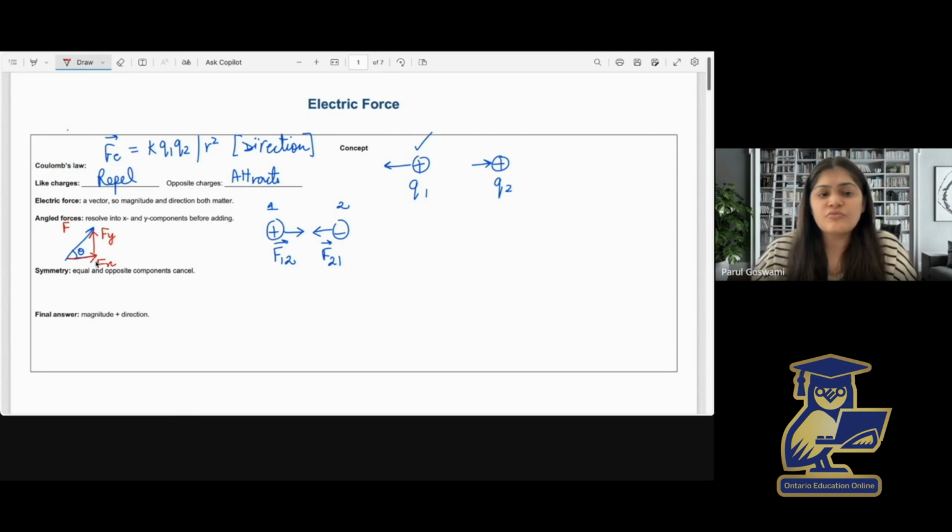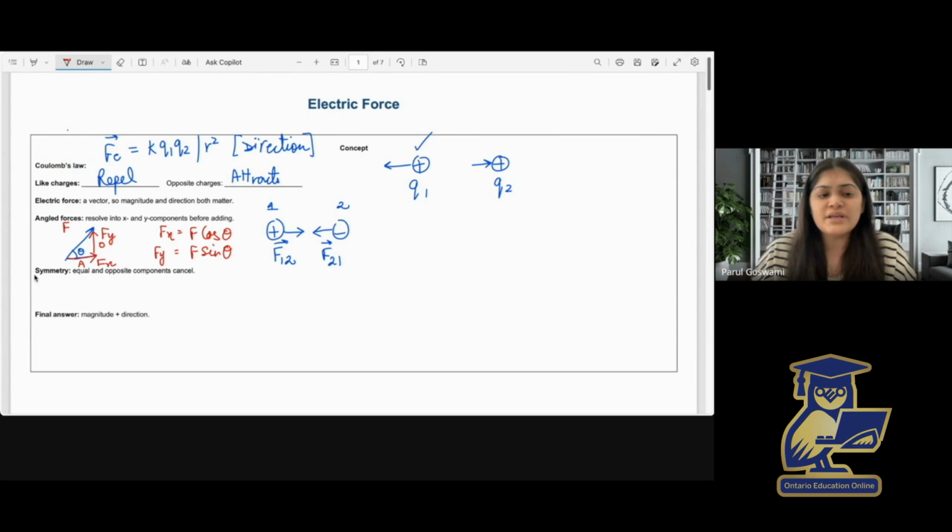So Fx would be the adjacent of this right angle triangle, right? The adjacent of this triangle is Fx, and F is the hypotenuse of this triangle. So we can easily calculate Fx as F cosine theta. And as you can see, Fy is the vertical component, and Fy is also the opposite of this right angle triangle. Since this is the opposite, we get Fy as F times sine theta. So first you have to identify if you have the adjacent. The adjacent would always be F cosine theta, and the opposite would always be F sine theta, because this is how the trigonometric ratios are related to each other.